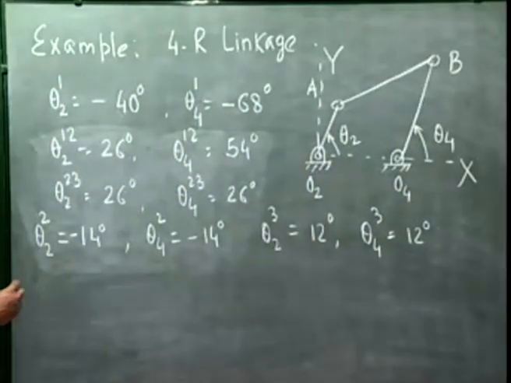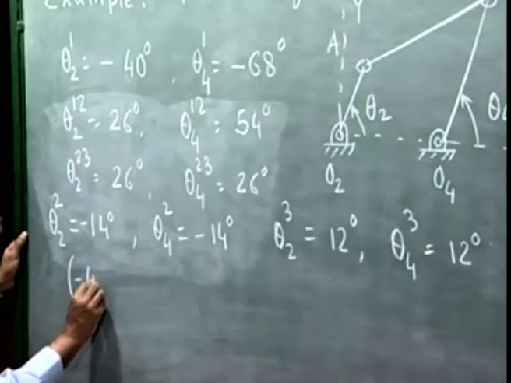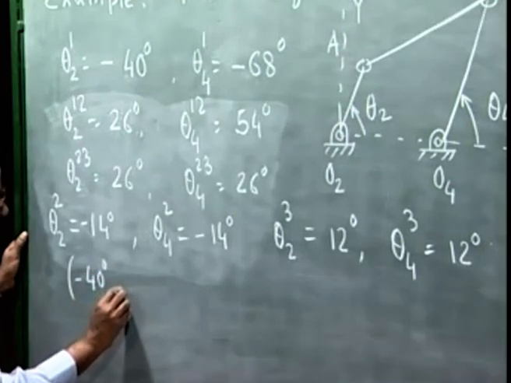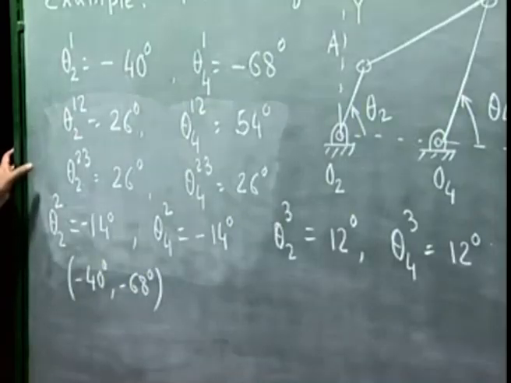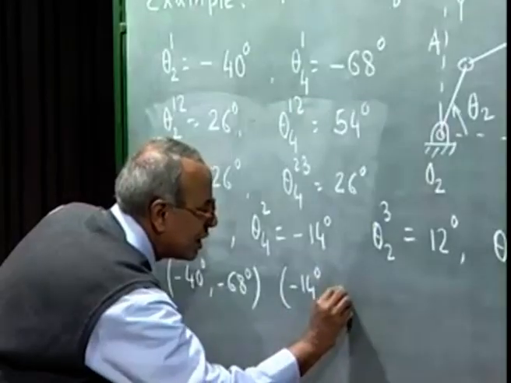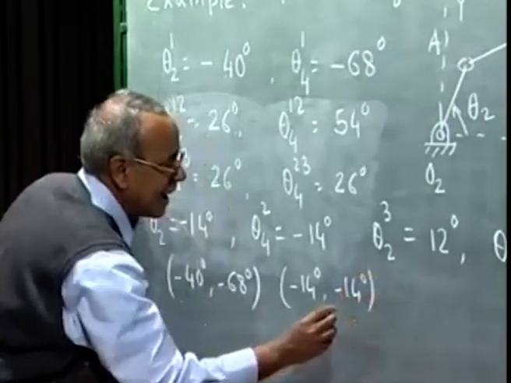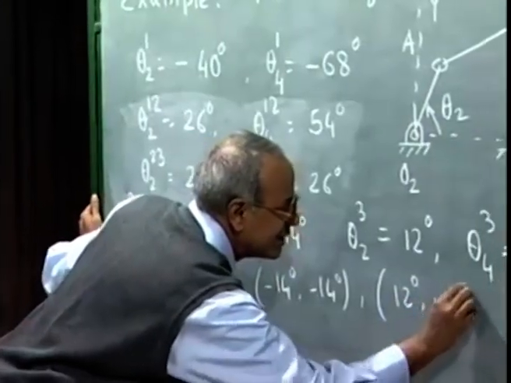So the whole problem has boiled down to generation of these 3 pairs of coordinated values of theta 2 and theta 4, namely 40 degree, minus 40 degree minus 68 degree, then minus 14 degree, minus 14 degrees, and 12 degrees and 12 degrees.